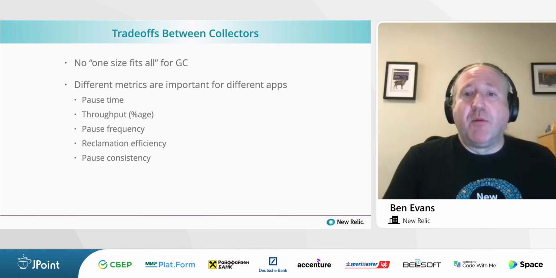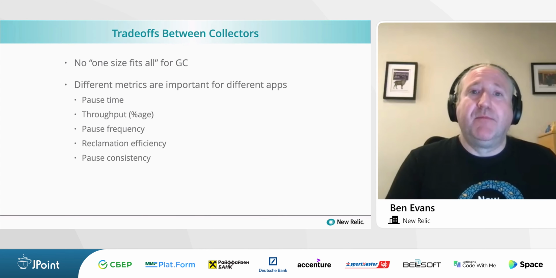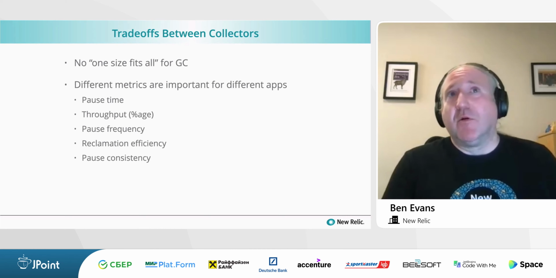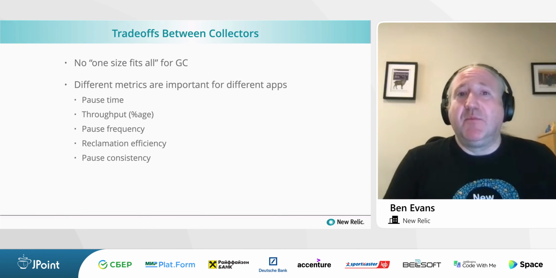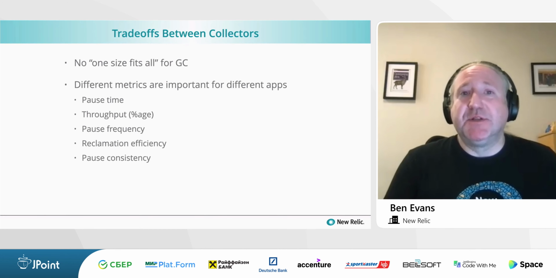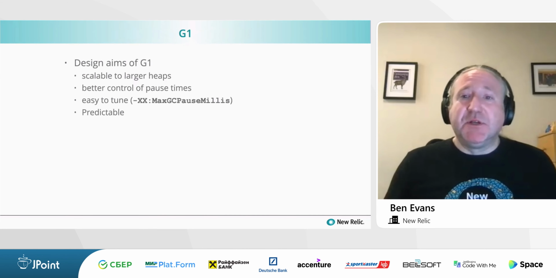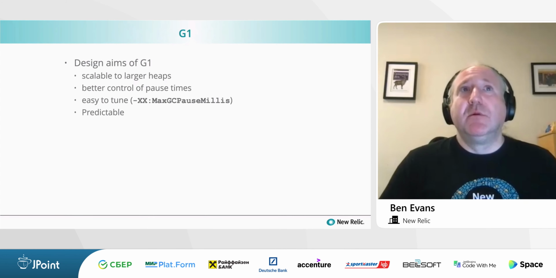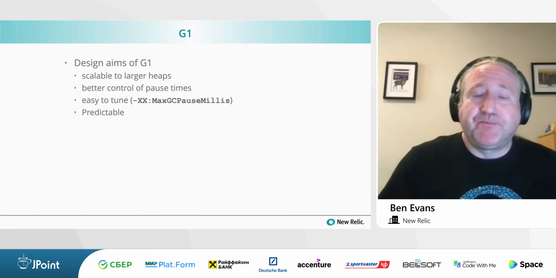And the real problem of the parallel collector is that its pause time is linear in the size of the heap. And that means that if you want to do larger and larger heaps, you have a problem, because you have to stop for longer and longer. So if you have a 200 gigabyte heap, you could be stopping for 30, 40 seconds. And for lots of applications, that's just not feasible. So the aims of G1 were to scale to larger heaps, to have control of the pause time, and to make it easy to tune and to make it predictable.